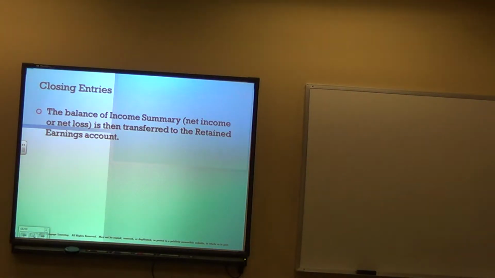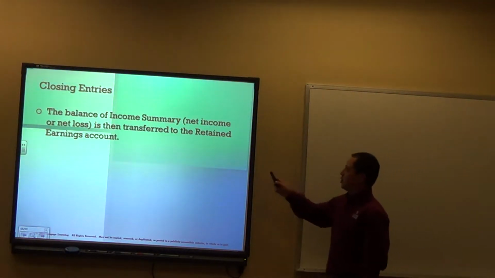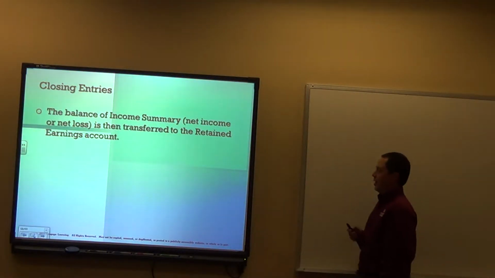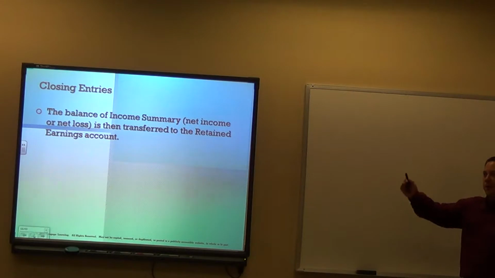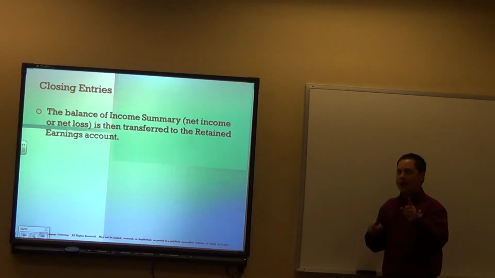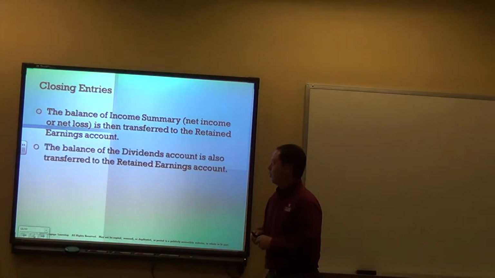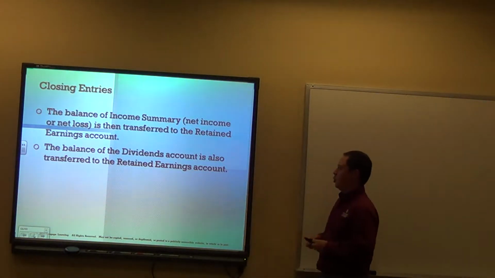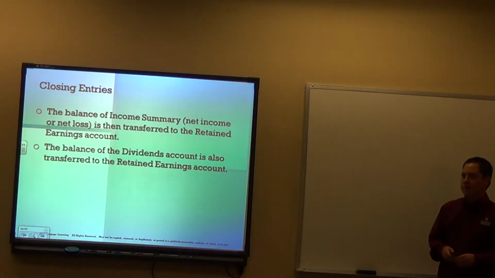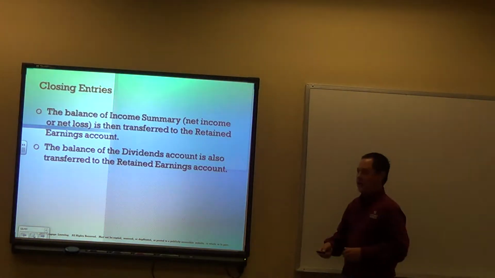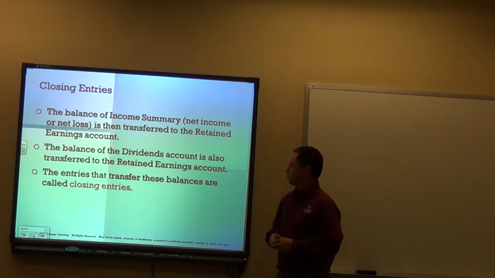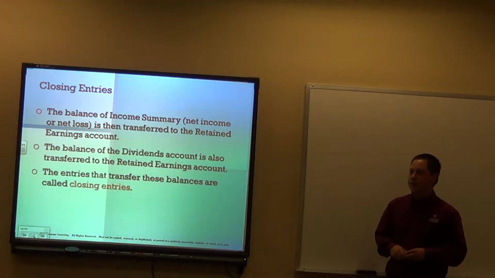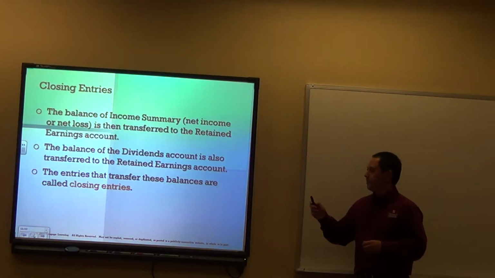The balance of the income summary, net income or net loss, is then transferred to retained earnings, which we talked about. So we move that over. We're going to go through another step in between, and we'll walk through all that for you. And the balance of the dividends account is also transferred to the retained earnings account. So we transfer all that over and figure out how much we have. These transfer entries are then called closing entries.